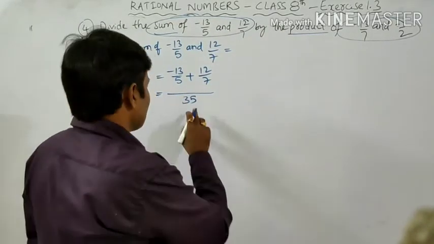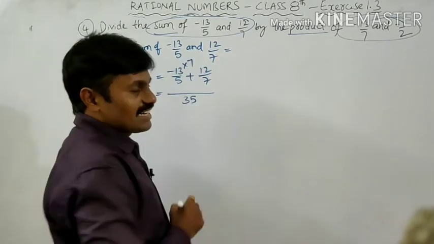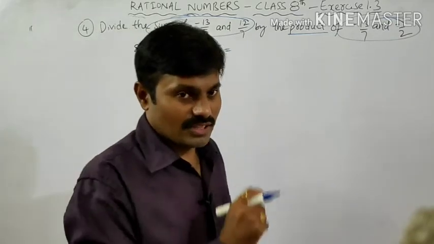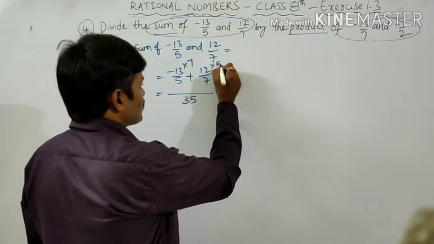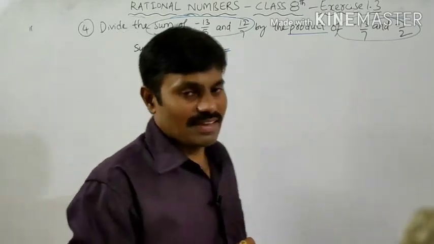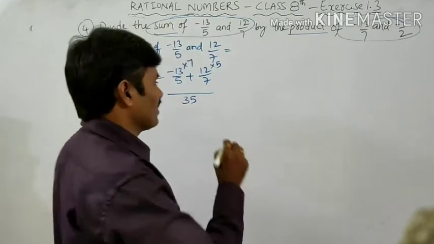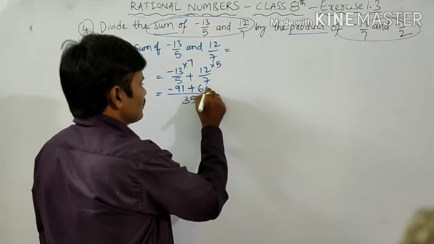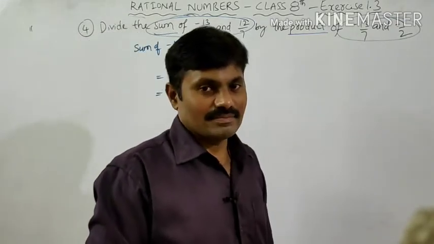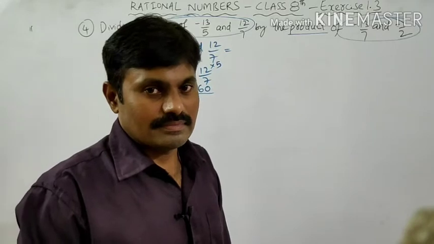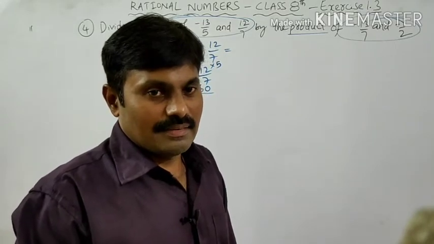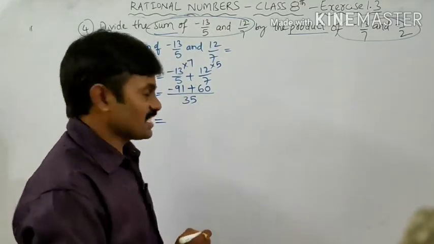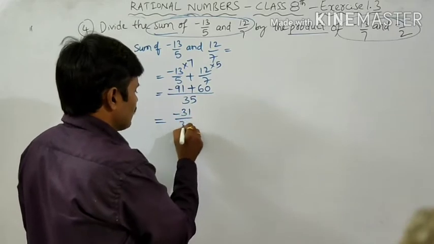So here 5 divides 35 7 times, so minus 13 into 7, plus 7 divides 35 5 times, 7 5s are 35. So here the quotient is 5, so multiply 12 by that quotient 5. So minus 13 into 7, how much? 13 into 7 is 91. So minus 91 plus 12 5s are 60. So minus 91 plus 60 is equal to minus 31 by 35.